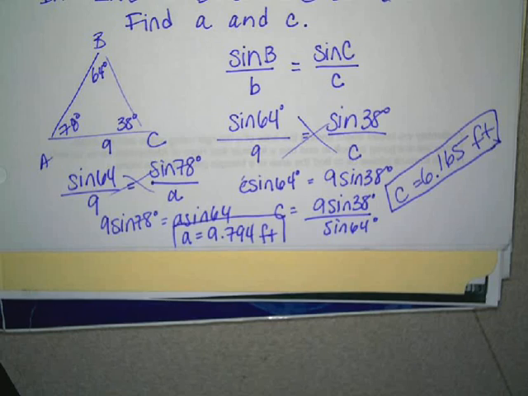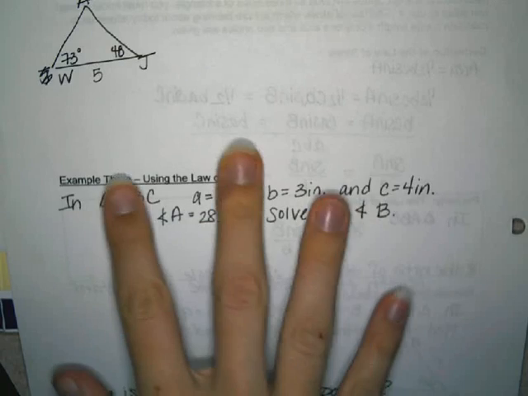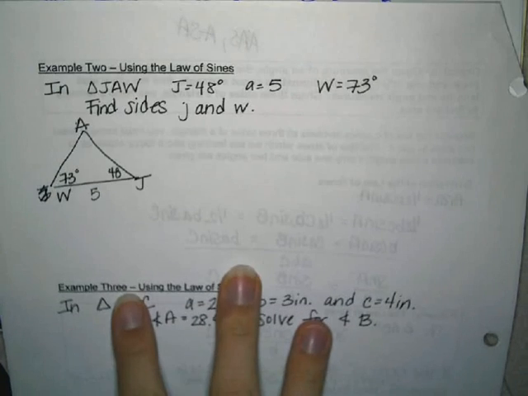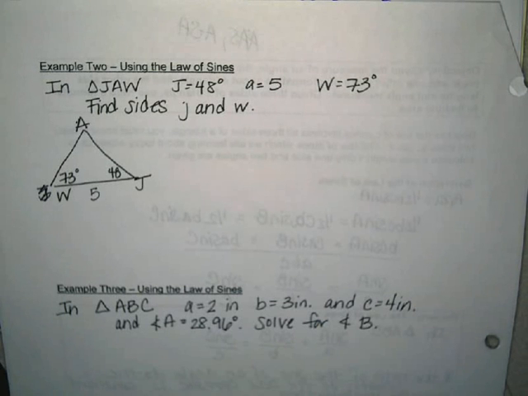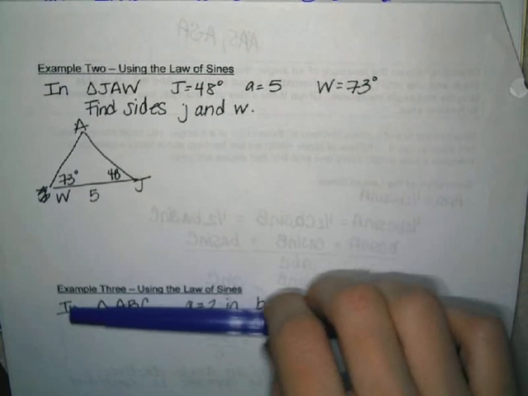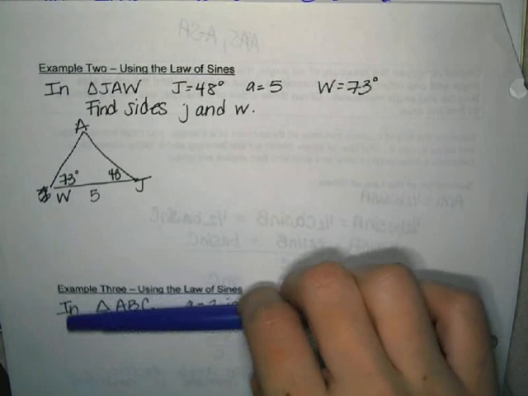Alright, on that note, go to example 2. I want you to do this one before you leave, using the law of sines. Good job, Donnie. I didn't get it. Doing example 2: in the movie Jaws, J equals 48 degrees. Find the shape of Jaws' fin. Is that it? Nope.